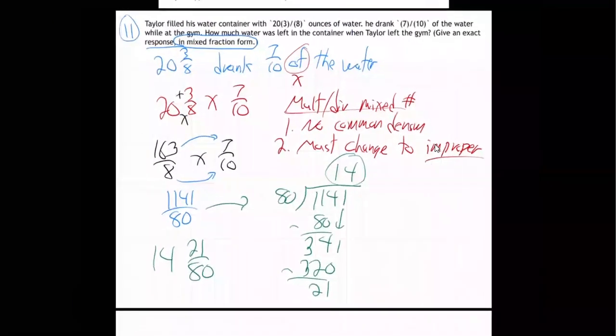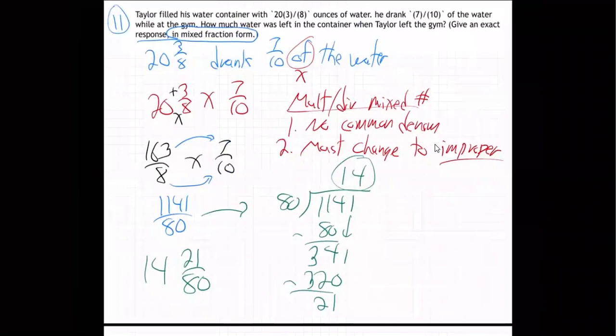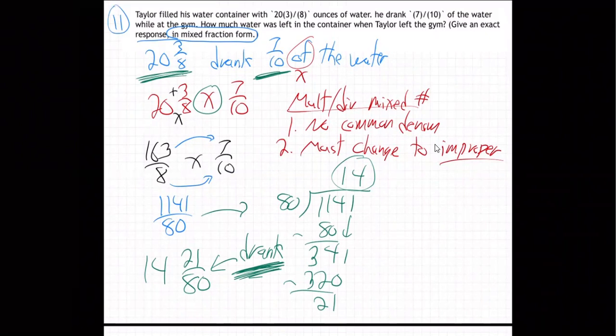So Taylor drank 7/10. This is how much he drank. You guys with me? He drank 14 and 21/80, which was 7/10 times his water amount. So that's how much he drank, but they're asking me how much was left. So how do I figure out how much was left?